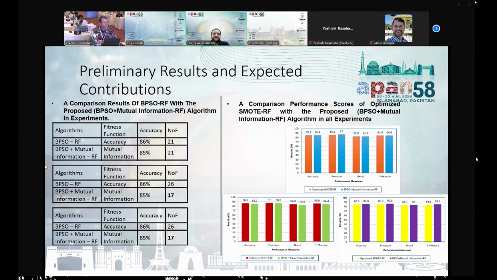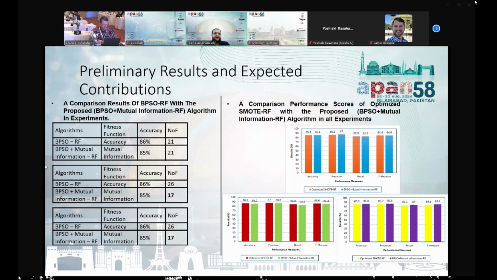This slide shows the preliminary result and expected contribution. As you can see in the table on the left side, the performance of the proposed technique is shown in the three experiments, as I said in the previous slide. In the upper table, we compare the performance of a standard existing meta-heuristic algorithm, which is called here the binary BSO algorithm and random forest model. And the fitness function, as we can note here, is two times the accuracy in the existing one and the mutual information in the proposed one.